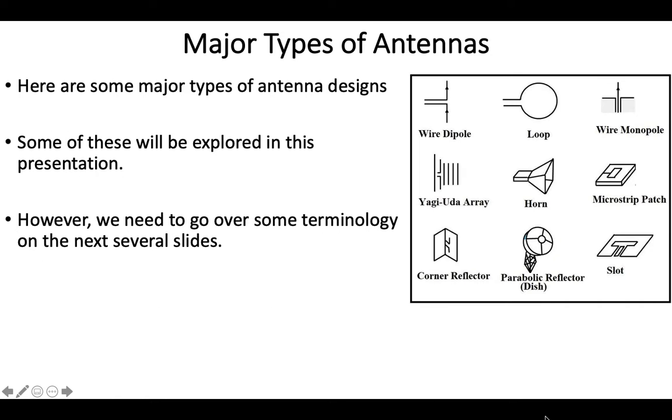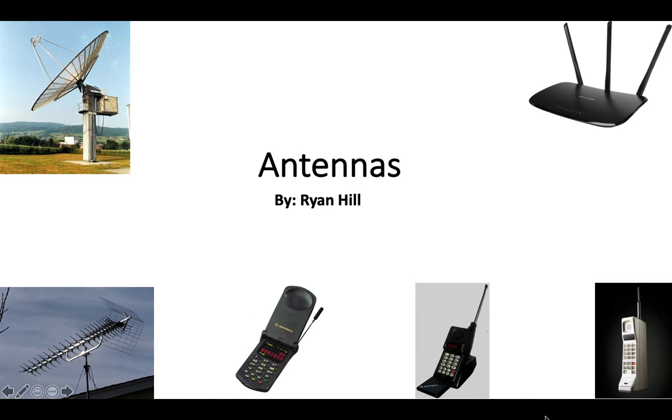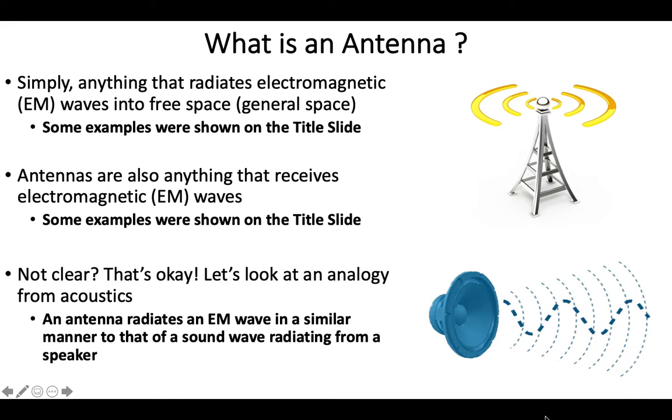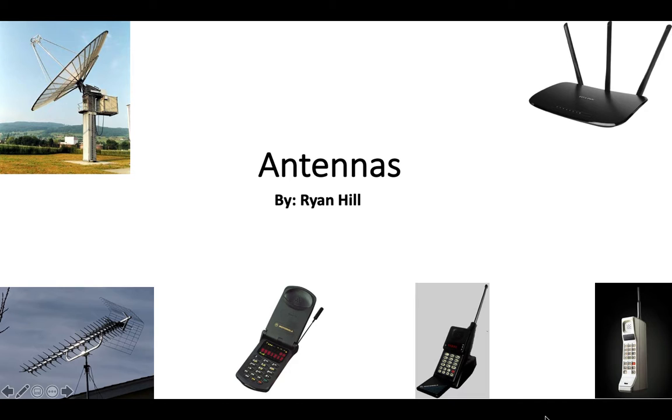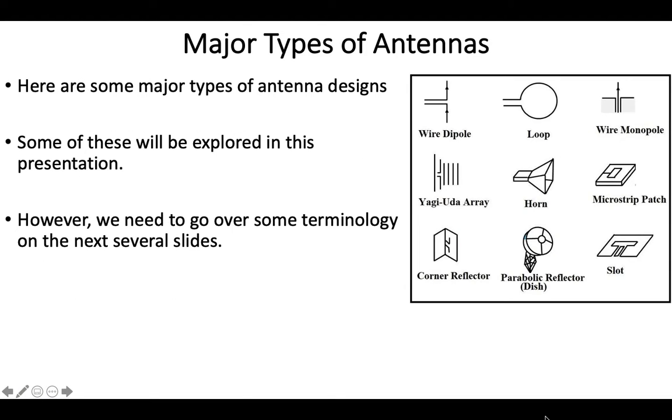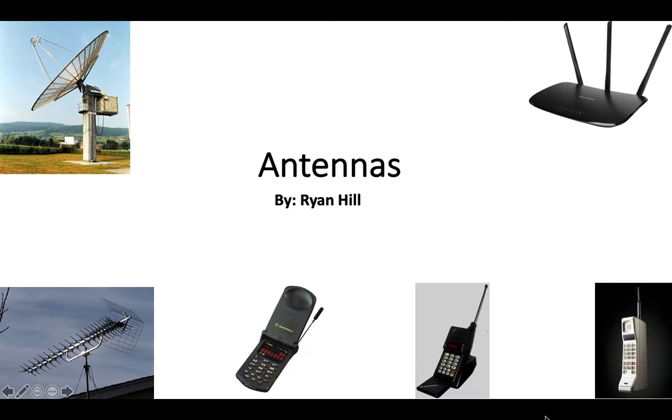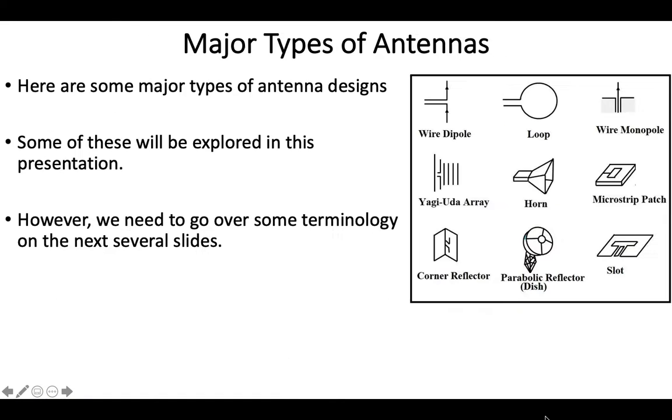So here are some major types of antennas. I'm going to look at one of them from this list, and one of the other ones I'm looking at is not listed here. But you have the wire dipole, which, going back to the title slide, is an example of the left bottom, although that's an array of that wire dipole. You have the wire monopole, which is what you see here with the old school cell phones. And you have the dish reflector, which you see right there in the top left. The micro patch and corner, I've heard have been used in cell phones. And you have the horn antenna, which is used to direct the EM wave.